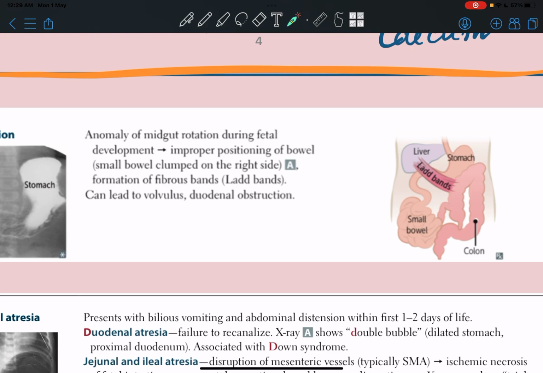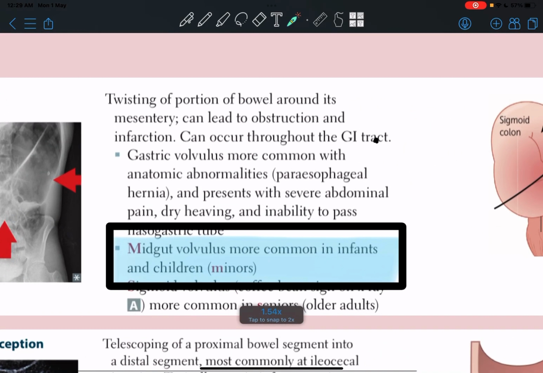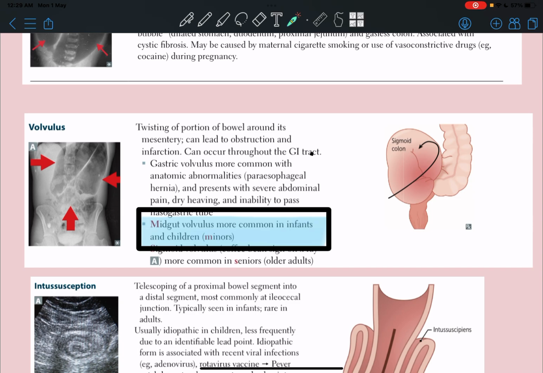Improper positioning of the bowel or abnormal rotation, abnormal development, can lead to formation of fibrous Ladd bands, and it can also lead to volvulus and duodenal obstruction too. So coming to volvulus, it seems to me that it's more of a pathology topic, not an embryology topic, and I have not learned about it yet, so I don't know about it. But one thing that I do want you to take away from this is that midgut volvulus, as we are discussing midgut developmental abnormalities, is more common in infants and children, so you can take away that. And that's all for volvulus.